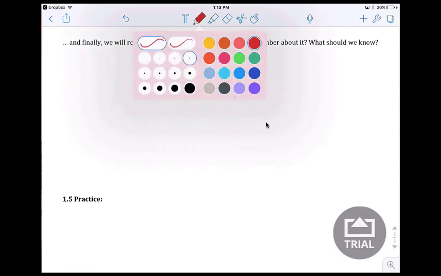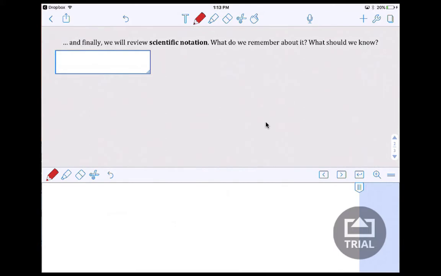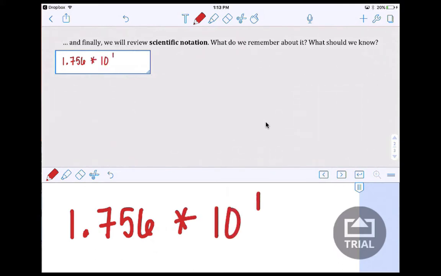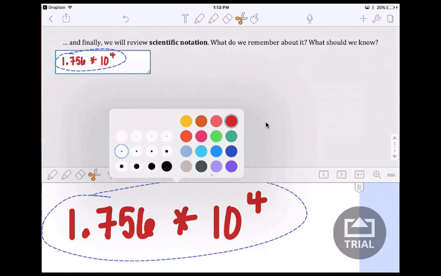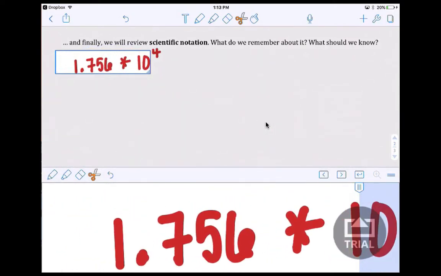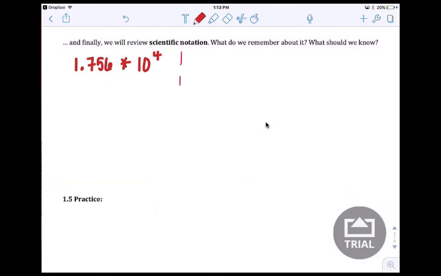So I'm going to move over to my unused colors and talk about scientific notation. We're going to deal with two different kinds. We're going to see something like 1.756 times 10 to the fourth. Actually, I'm going to make this a little bigger because we don't need it that small.